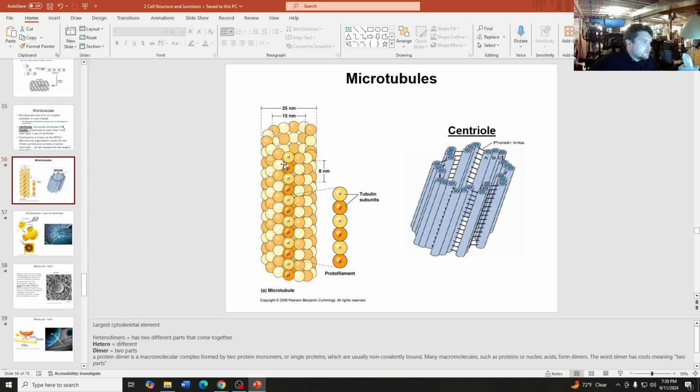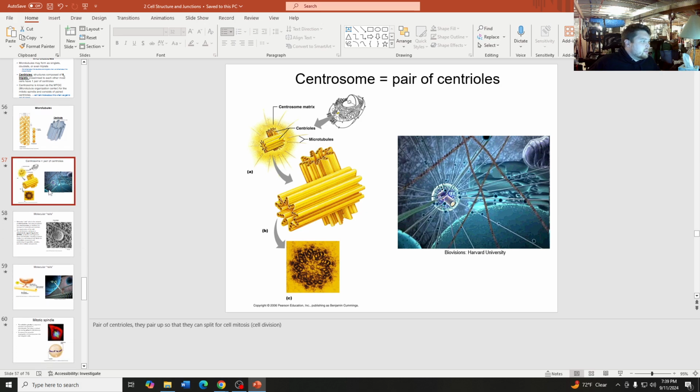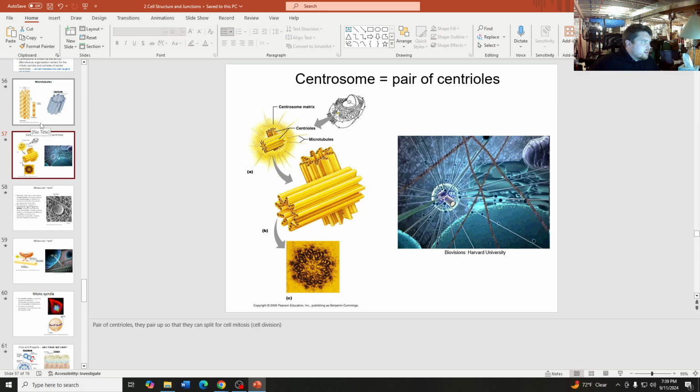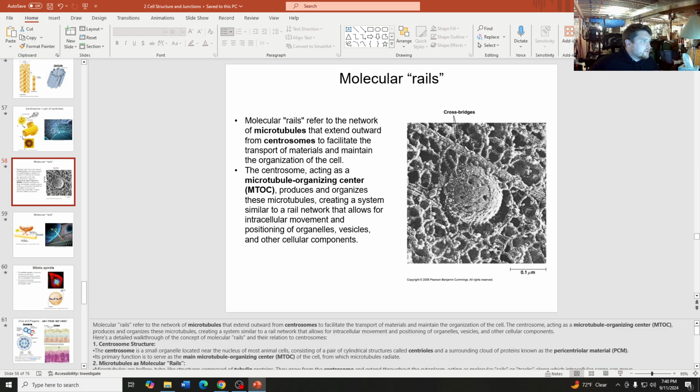Here are microtubules, the tubulin subunits, the protofilament being the structure of the microtubule, and the centriole with the triplets. We'll get more into that nomenclature, the description of the centriole, when we talk about cell division in the next lecture. A pair of centrioles, which is what we have within a cell, is called a centrosome. So just some more vocab for you, make sure you know those words.